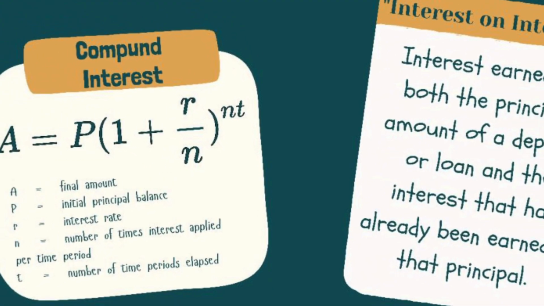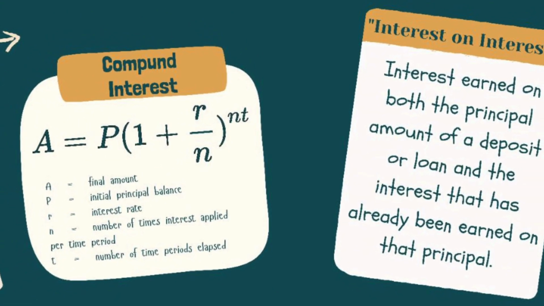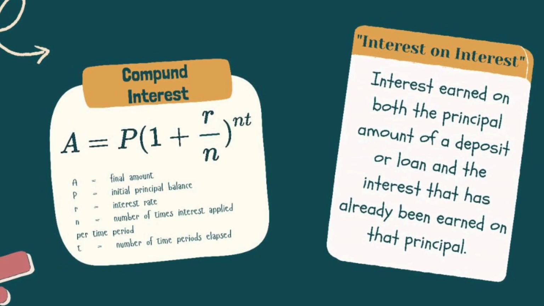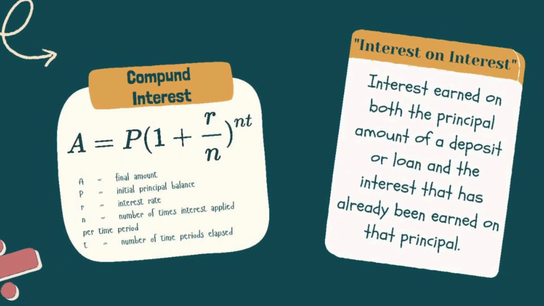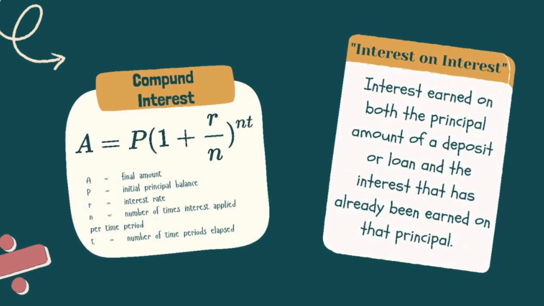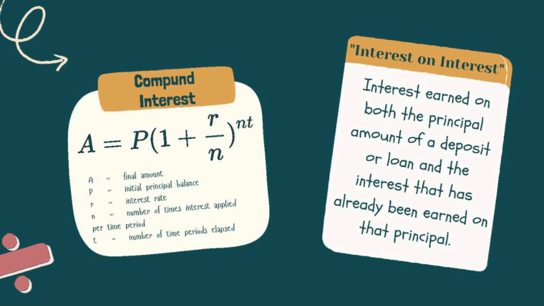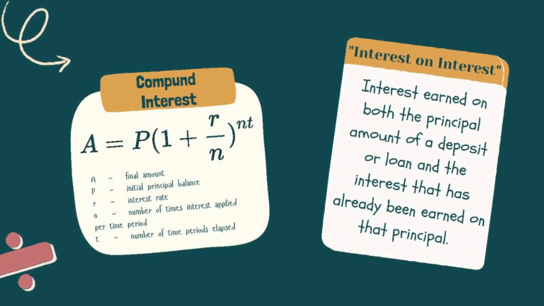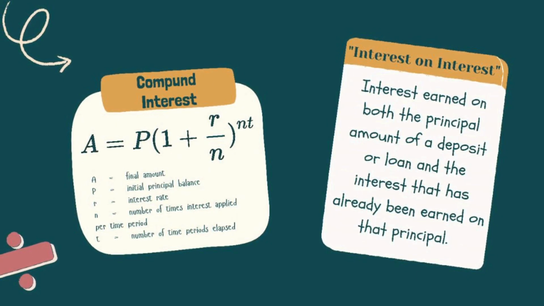Let's get started. Compound interest is the interest on a loan or a deposit calculated based on both the initial principal and the accumulated interest from previous periods. Unlike simple interest, which is only calculated on the principal, compound interest grows faster because it includes interest on interest. This effect can make investments grow significantly over time as the interest continually adds to the principal.